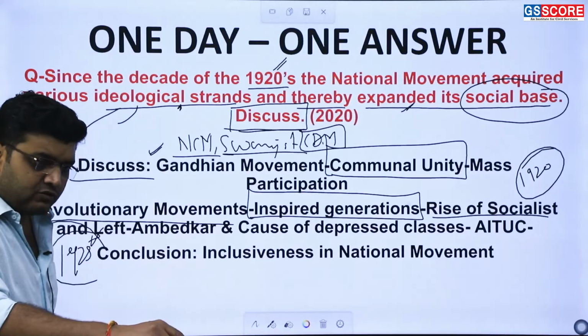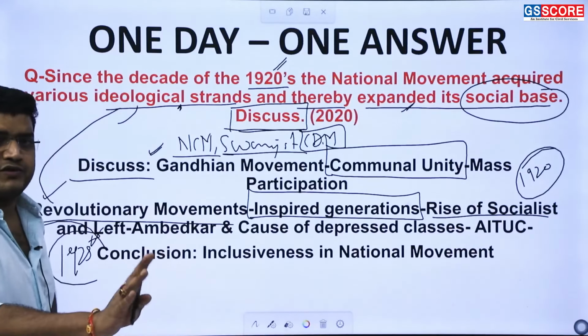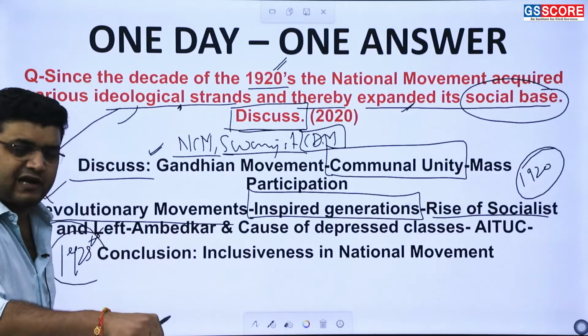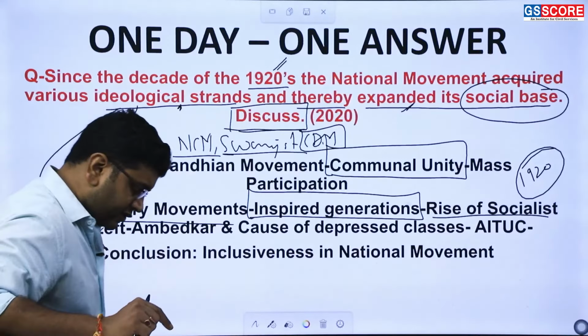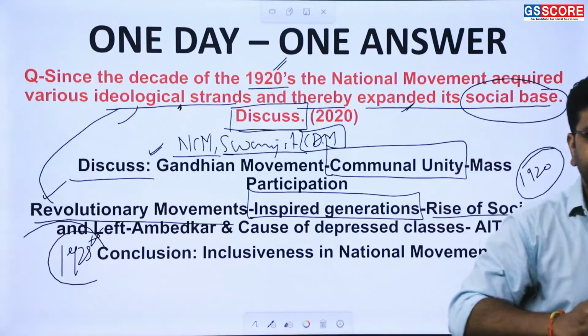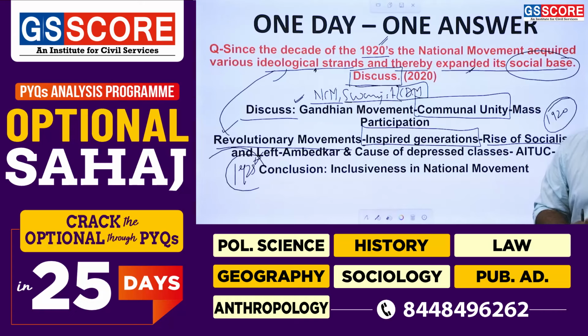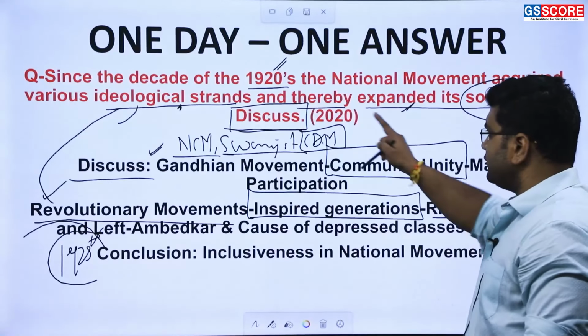Will it mean just changing the color of the rulers, or will it be more meaningful with respect to the position of depressed classes, with respect to the social base, and how the freedom will be meaningful for the farmers, agriculturists, workers, industrialists, the middle class? उनके लिए क्या मतलब freedom का, ये इस time में बात की गई थी. This of course was a new ideological strength.